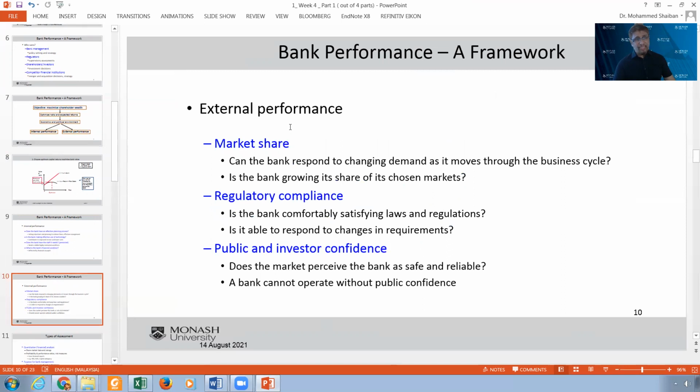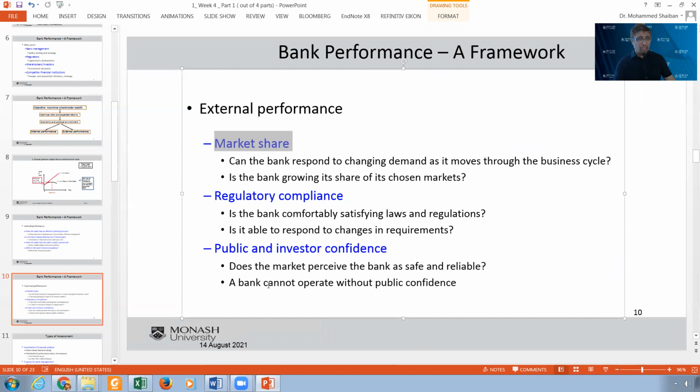Now, what are the external ones actually? The external ones include the market share. We want to see how this market share is doing, and there are some ratios to measure that. Of course, the price, the increase in the price, and the PE ratio, which is the price to earnings ratio. This is one of the external performance measures, which is a quantitative one. There is a qualitative one, which is regulatory compliance, how we are complying with the regulations.